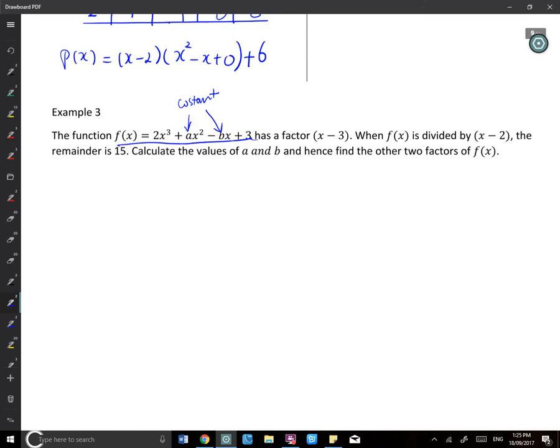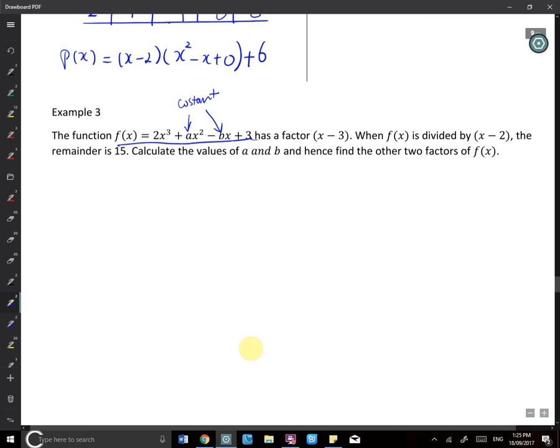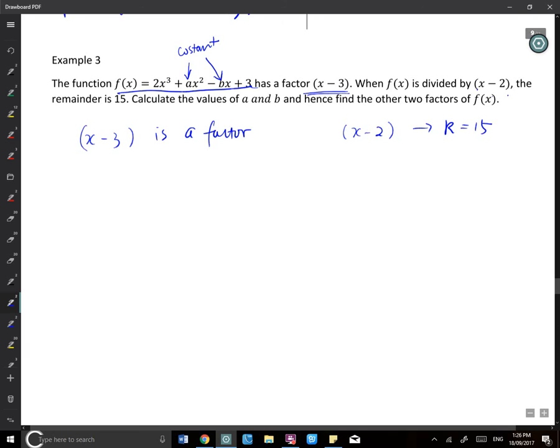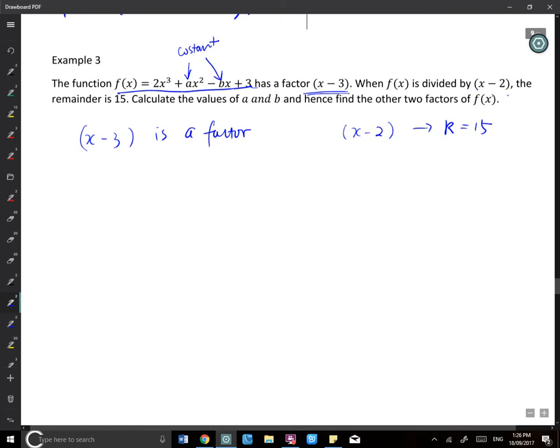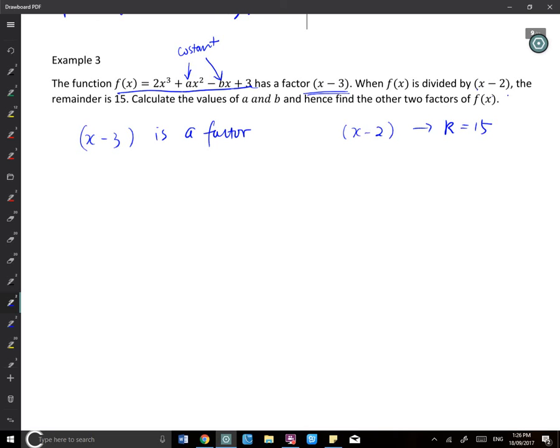This function has a factor x minus 3. And then when f(x) is divided by x minus 2, we have remainder 15. You divide by that, remainder equals 15. What can you tell from those two pieces of information? It asks you to find the values a and b and hence find the other two factors. But I don't care about the question yet.